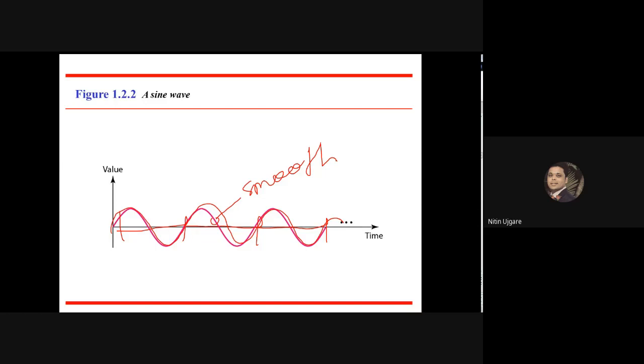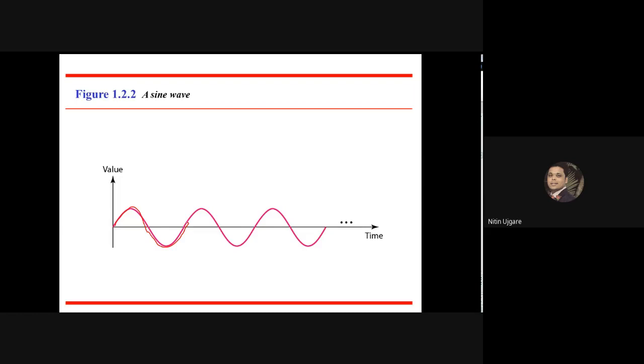Now each cycle in this sine wave consists of a single arc above the time axis, followed by a single arc below the time axis. Okay, so that is given here.